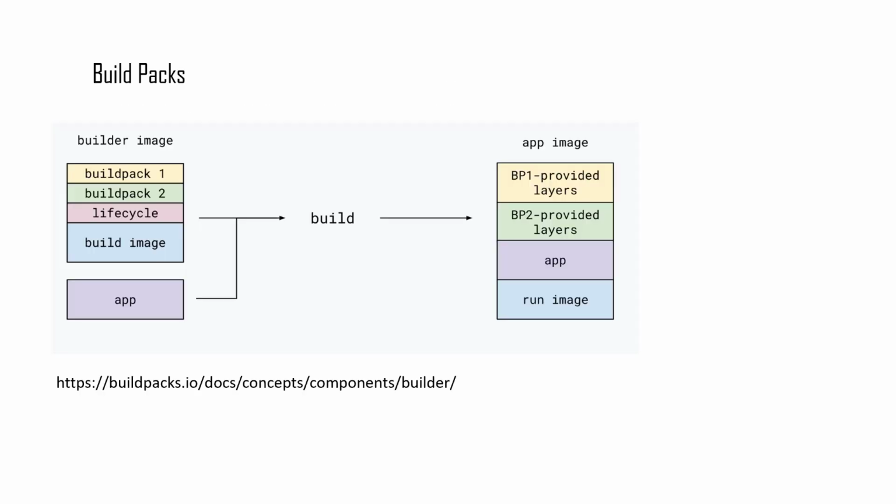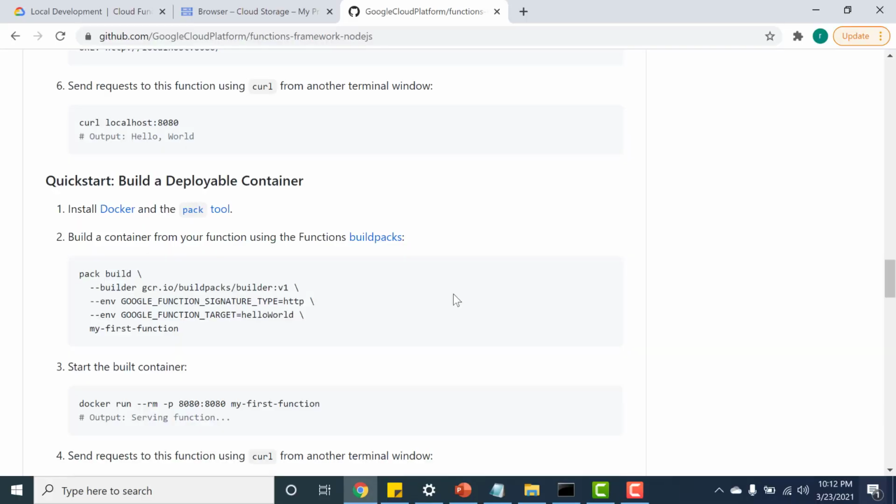A buildpack is basically a mechanism that can be used to create container images. Here, instead of using a Dockerfile, what you would be using is a builder image. It would go through the application that you have created, and figure out what kind of application it is, what kind of runtime it is, and what kind of libraries are needed by it. Based on that, it will build your app image. So let's see how you can use buildpacks to create containers for cloud functions.